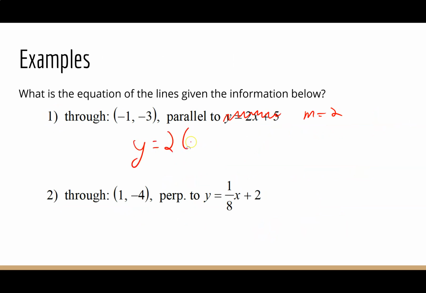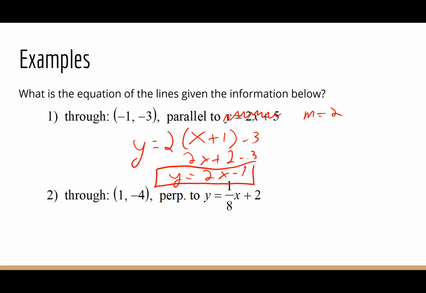y equals 2, whoops, jumped ahead of myself real quick. I forgot the x value, or the x letter. y equals 2(x plus 1). Okay, change the x, keep the y, -3. Distribute the 2. Combine, and done. So just because it's parallel or perpendicular does not mean it's any extra work. All you have to do is know what it means about your slope.